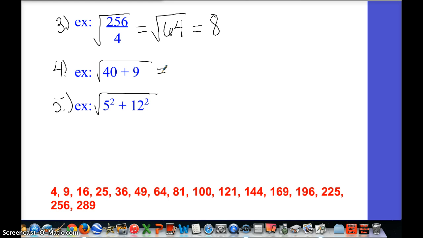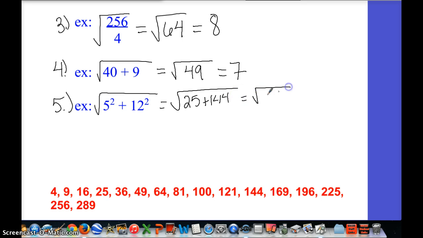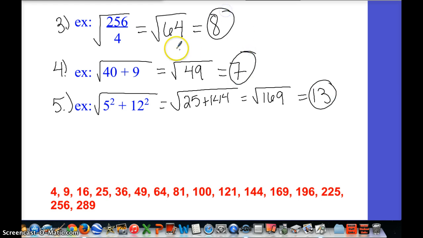Do inside first. 40 plus 9 is the square root of 49, which is just 7. Do inside first. You get 25 plus 144 is 169. So you get the square root of 169, which equals 13. So that wasn't so bad. And again, always keep in mind your perfect squares. You always want to have them with you.